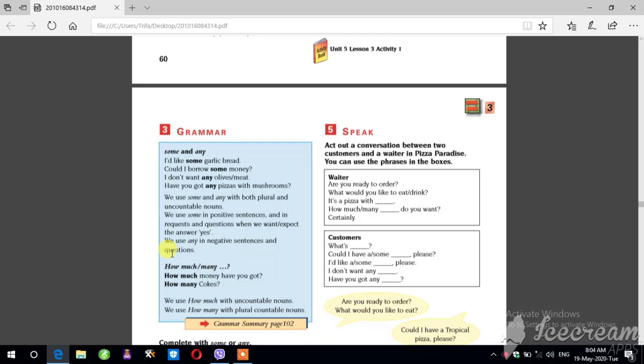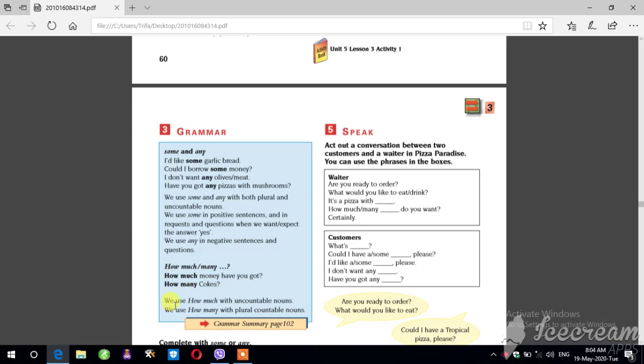So we use both of them, some and any, in questions, but some in positive and any in negative. The difference between them is negative and positive. But how much, how many? No, we just use them according to whether the words are countable or uncountable.